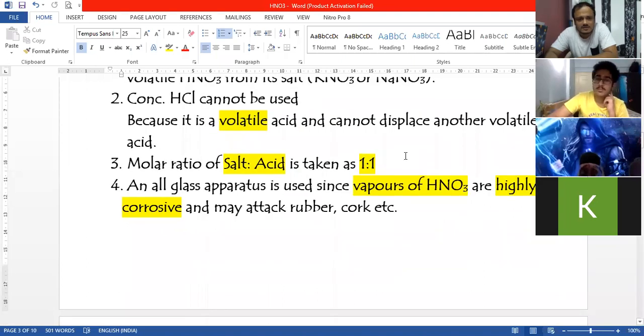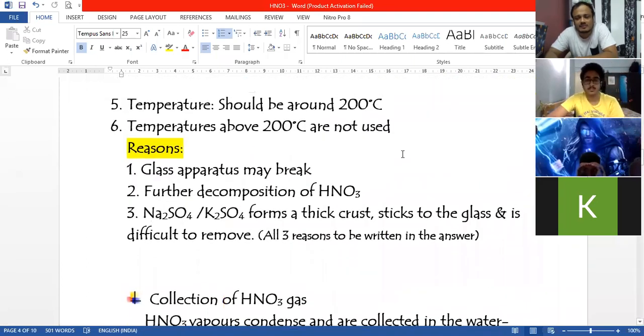Okay, so that was point number four. Point number five, coming to temperature. The temperature used in this particular reaction is around 200 degrees Celsius, exactly the same as HCl. And again, temperatures above 200 degrees Celsius are not used, same as HCl. But the reasons will differ over here. The only reasons which are common here are point number one and point number three. There you had 3 points, and here also we have 3 points.